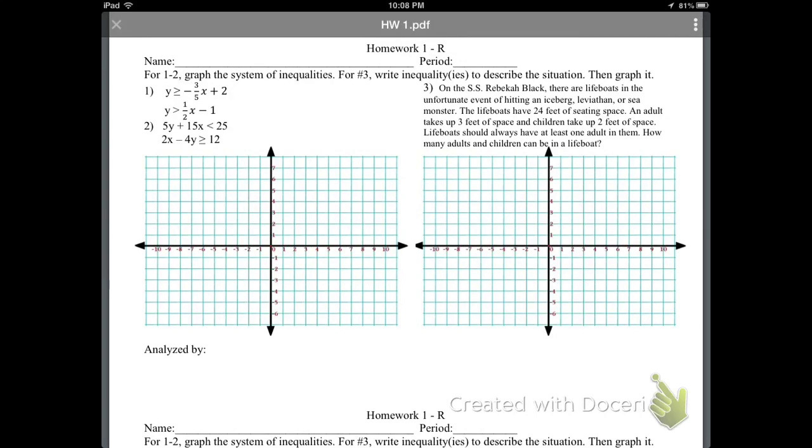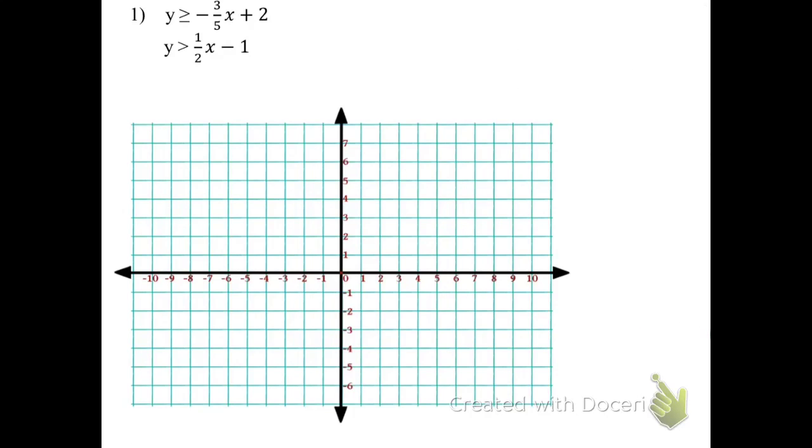Alright, time for homework. Let's get over here to number 1. We're just graphing both of these. So let's do this first one in red. We have a y-intercept of positive 2, so go to positive 2. Put another point there. And we have a slope of negative 3 over 5.